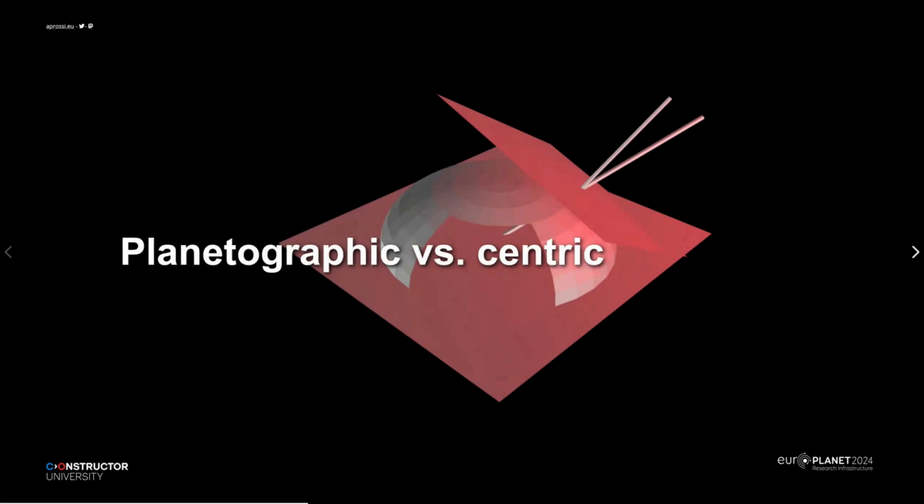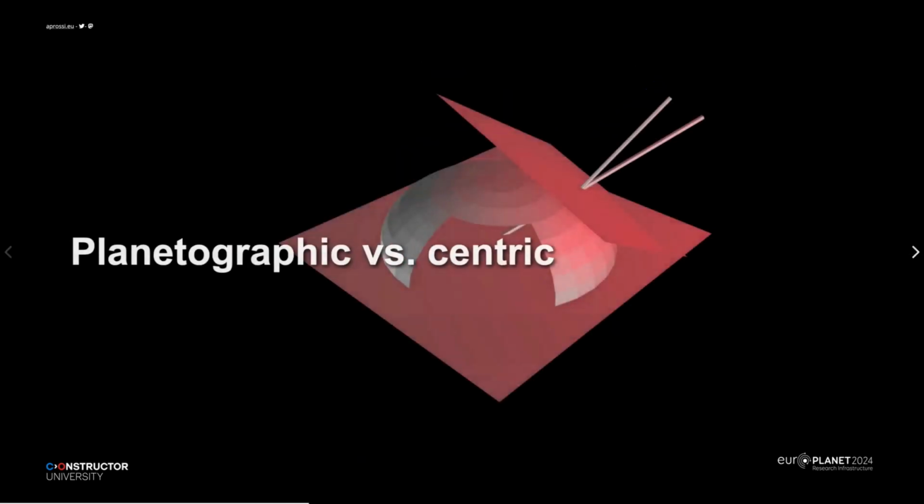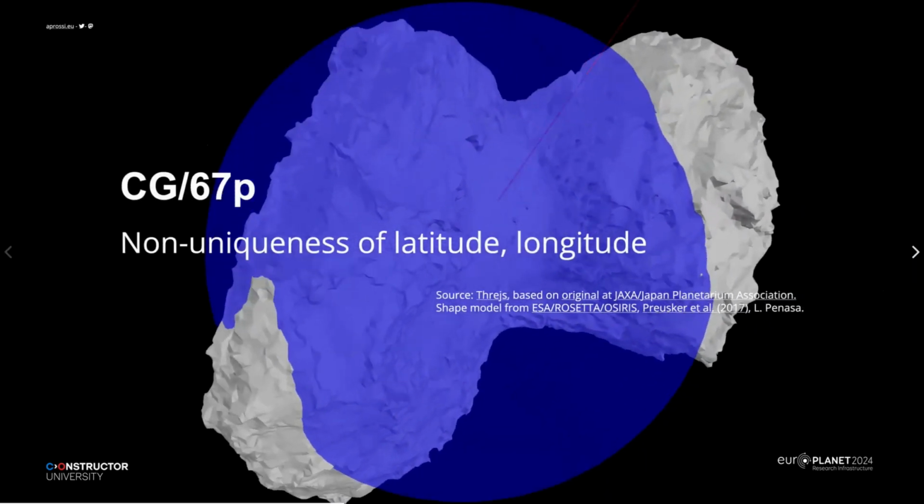That's why, in many ways, what has been a de facto standard, at least for bodies that are not so different from a sphere, is just to use a sphere. Because obviously, if you're moving from a spheroid to a sphere, the planetographic and planetocentric latitudes are just the same, because the normal at any point of a sphere is just pointing towards the center.